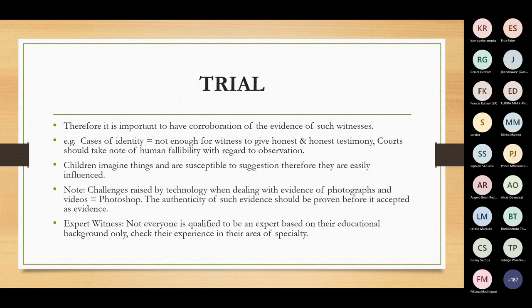So cases of identity, we've discussed a lot about that as well, that it's not enough for these witnesses to just be honest when they're giving testimony. We scrutinize, we dismantle their evidence, we turn it upside down. And S versus Muteto is there. Children, I've told you, they are impressionable, they are easily susceptible to suggestions, so they can be easily influenced.